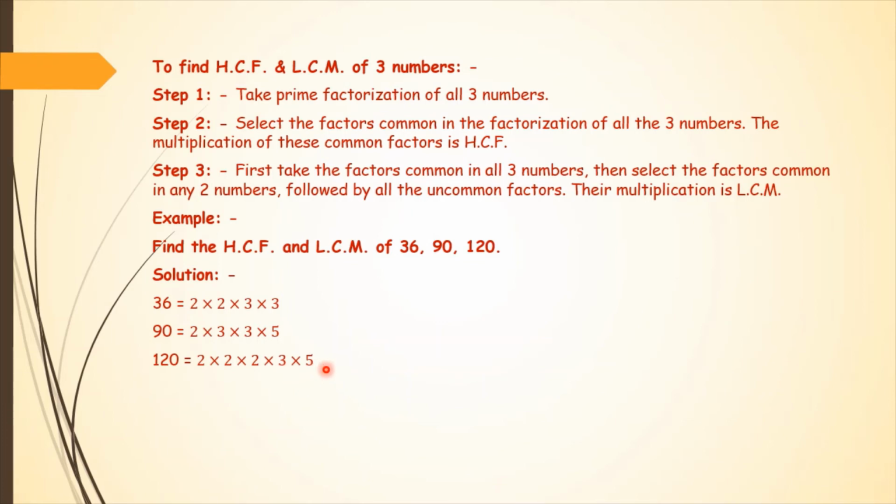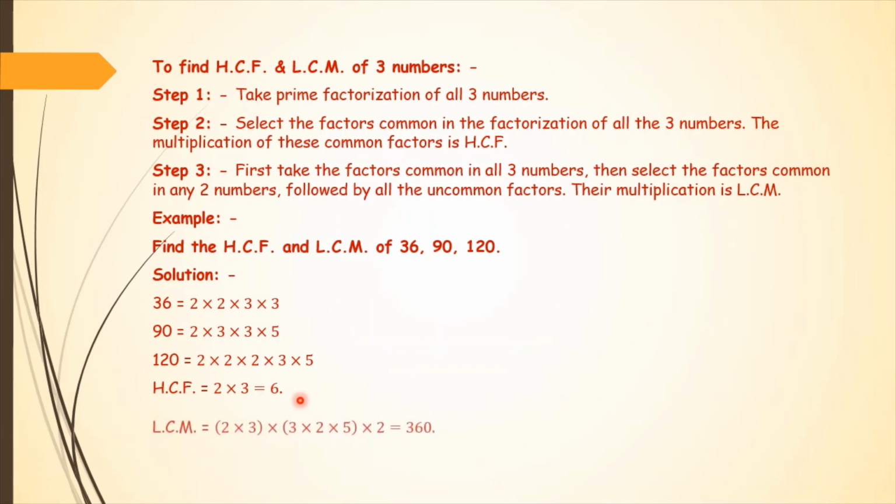To find out HCF, we want to take the factors which are common in all three numbers. So you can observe here 2, which is present in all three numbers. Then here 3, it is present in all three numbers. So HCF is equal to product of the common factors which are common in all three, that is 2 into 3, it is equal to 6.